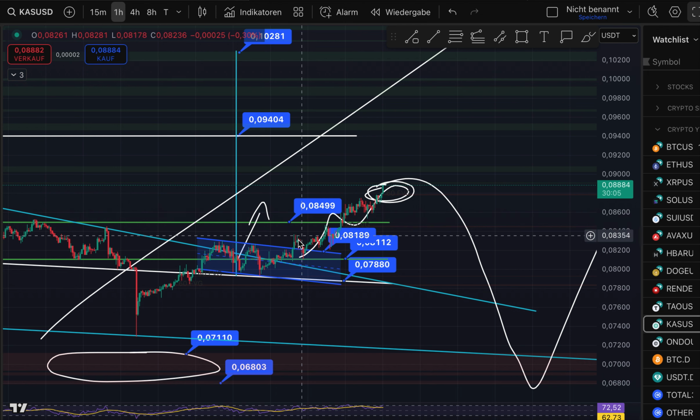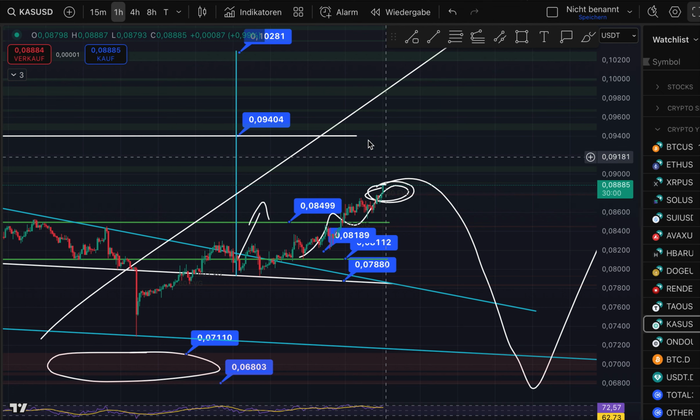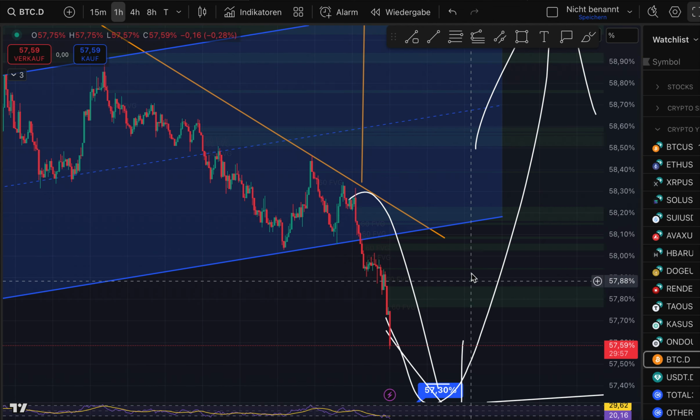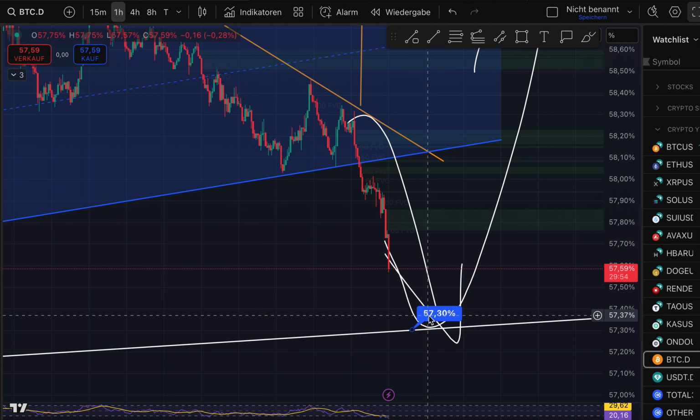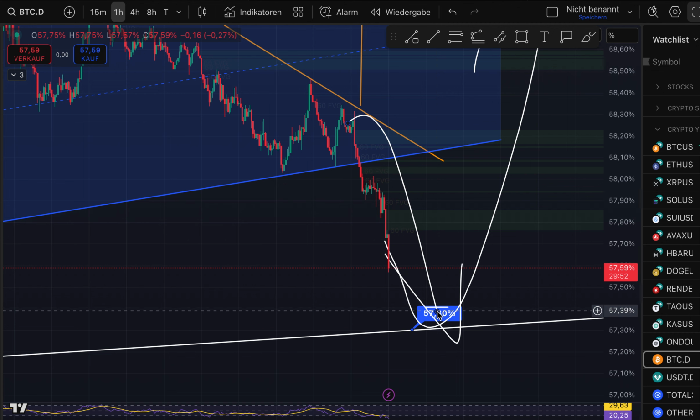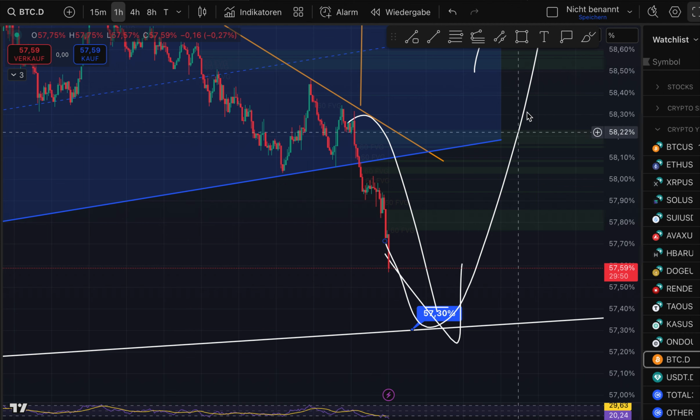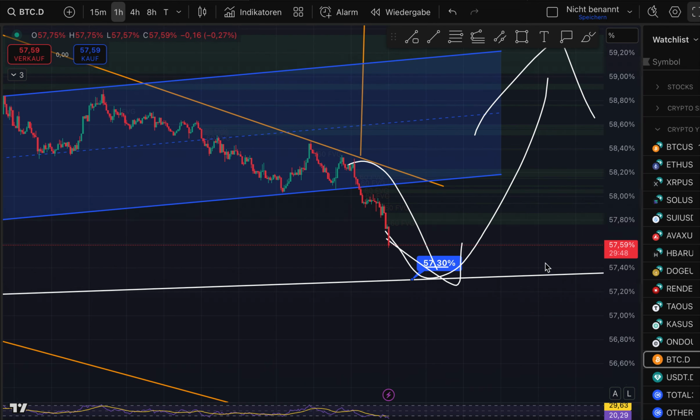Now we have to see if we are not just going to get higher prices, 9.4 cents. Bitcoin dominance is also dropping to 57.3%. This is a target in my opinion. Afterwards, it pushed to the upside for the Bitcoin dominance, so that means Bitcoin is going to outperform the altcoins.